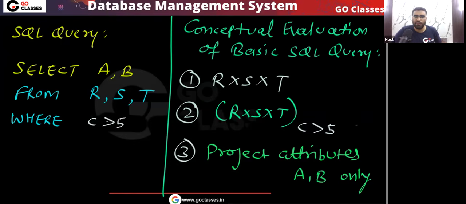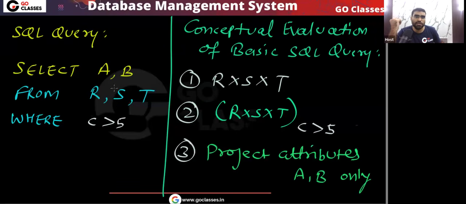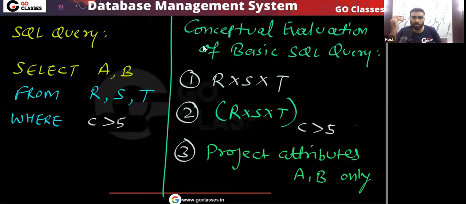Now you tell me one more thing. SQL treats the table as a bag. Yes or no? Duplicate tuples are allowed. So you tell me one thing. In the input table, in the r comma s comma t, in these tables, can you have duplicate tuples? Yes, you can have duplicate tuples. Tell me, the output, can it have duplicate tuples? Yes, it can have duplicate tuples.